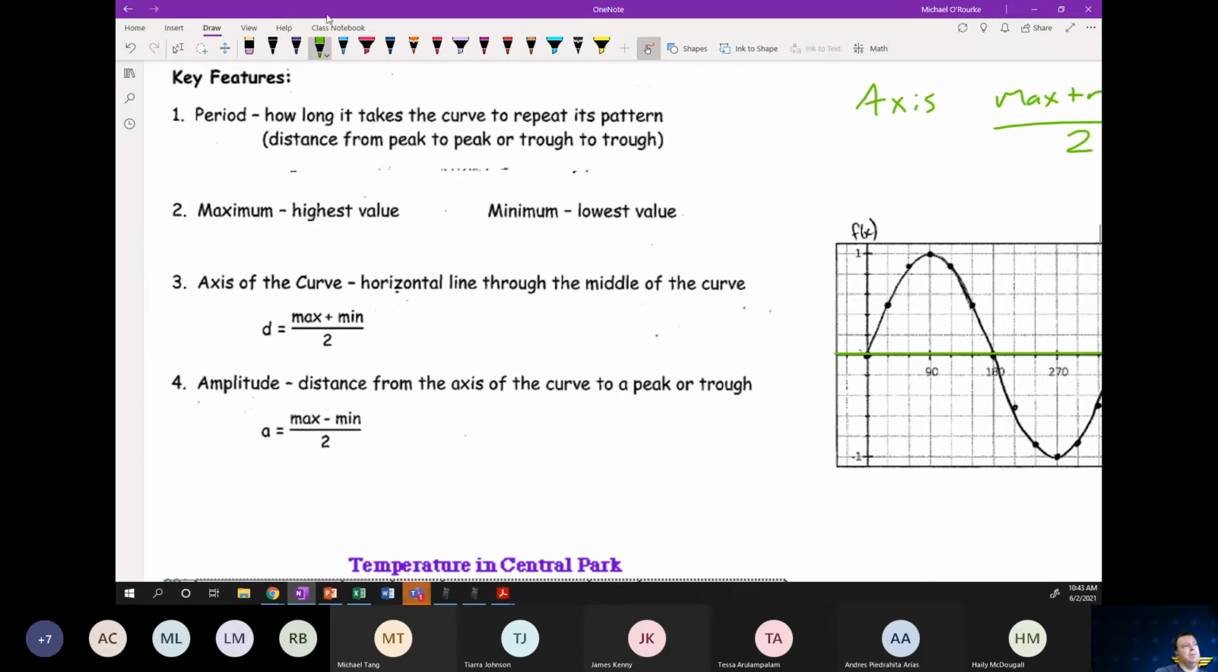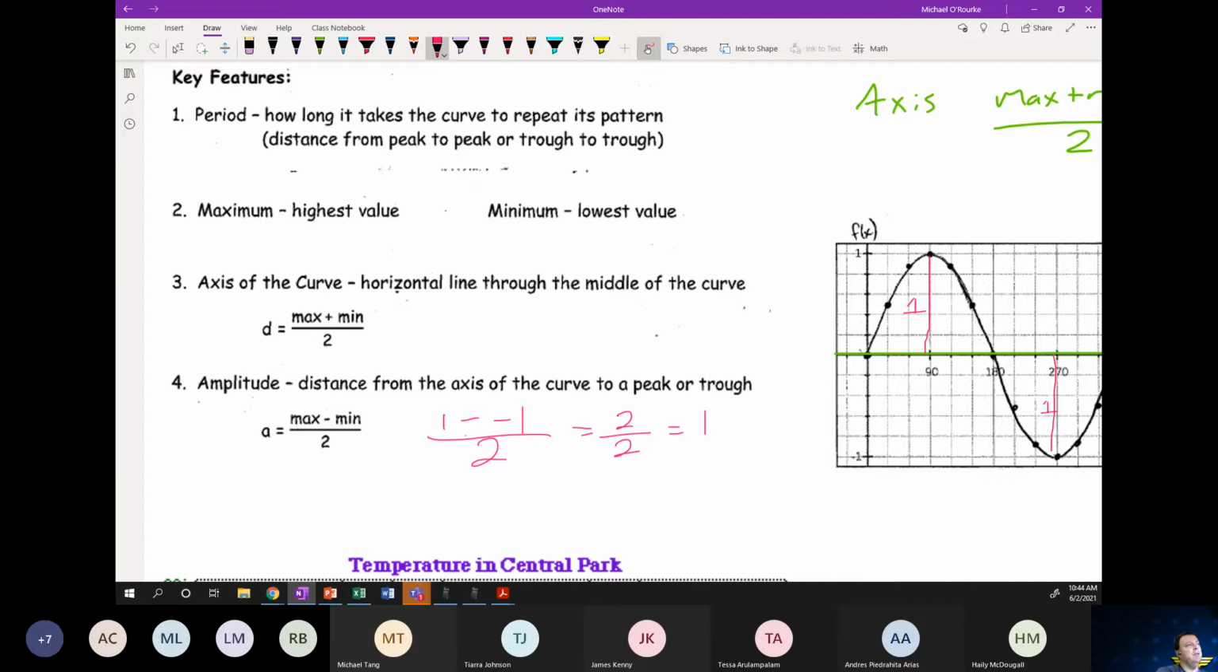Our amplitude refers to the distance from the axis of the curve to the peak or trough. And how we figure that out is max minus min divided by 2. Okay. So our case here would be 1 minus -1 divided by 2. That equals 2 divided by 2, which equals 1. Remember, negative and negative make a positive. So that means our amplitude here is 1 from middle to top and from middle to bottom. That's our amplitude. Okay?